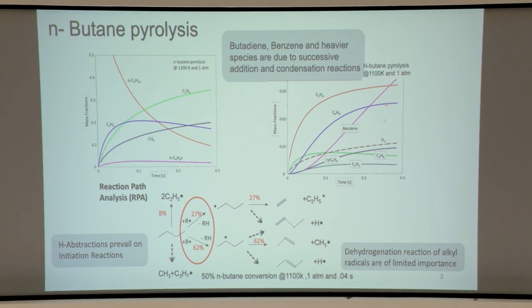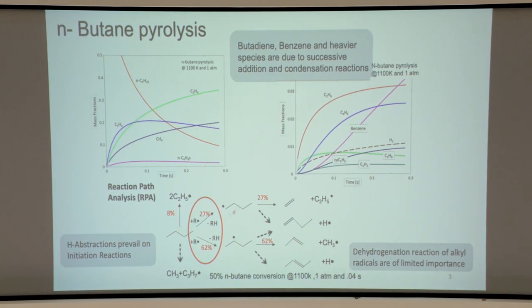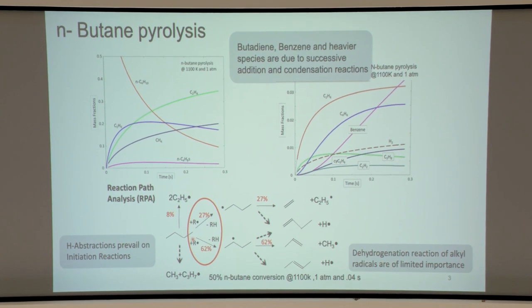And of course, once you have these models, you can do things like reaction path analysis. You can look at which pathways are more important or less important during the combustion process.